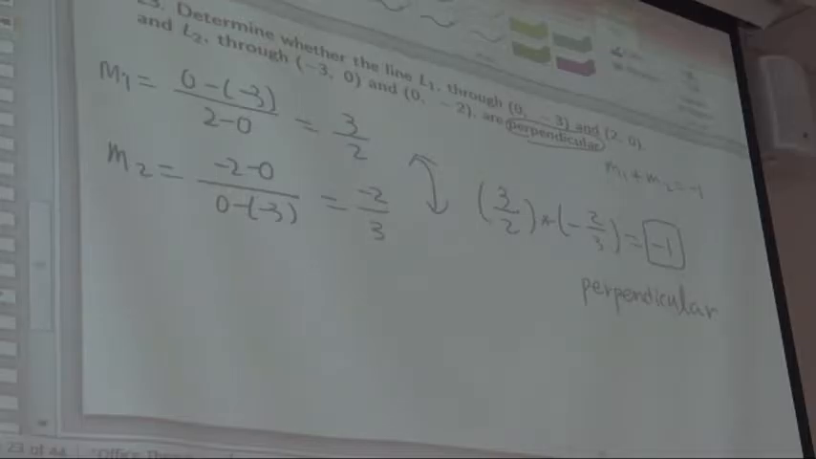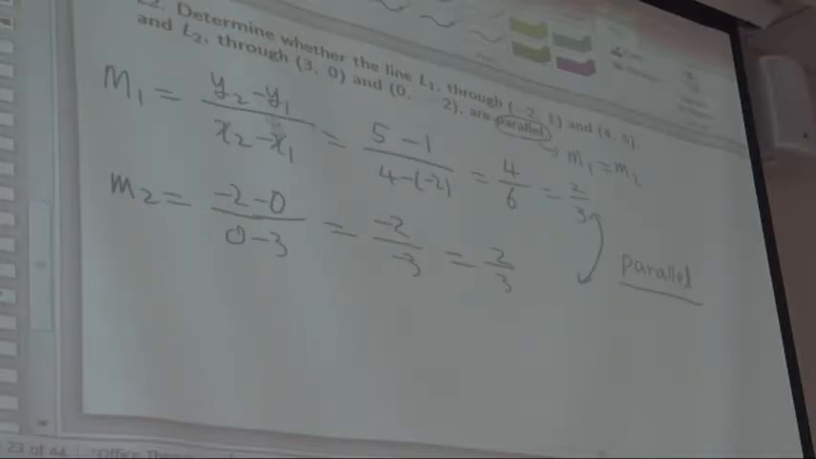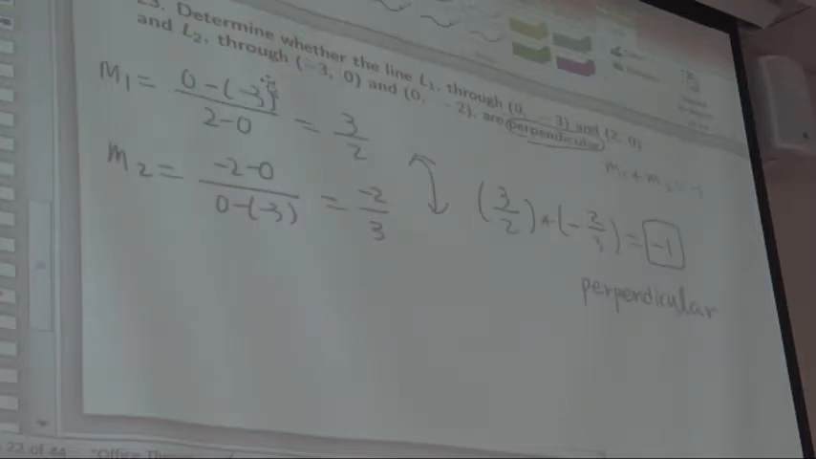So slope, we want to get the slope M1. You know the formula, y2 minus y1 over x2 minus x1. So this is x1, y1, x2, y2. y2 minus y1, 0 minus 3. x2 minus x1, 2 minus 0. And negative makes positive, so this is positive 3 over 2. When you do the same thing, you get a -2 over 3. So when you do the product, you get a -1. So -1 is perpendicular.